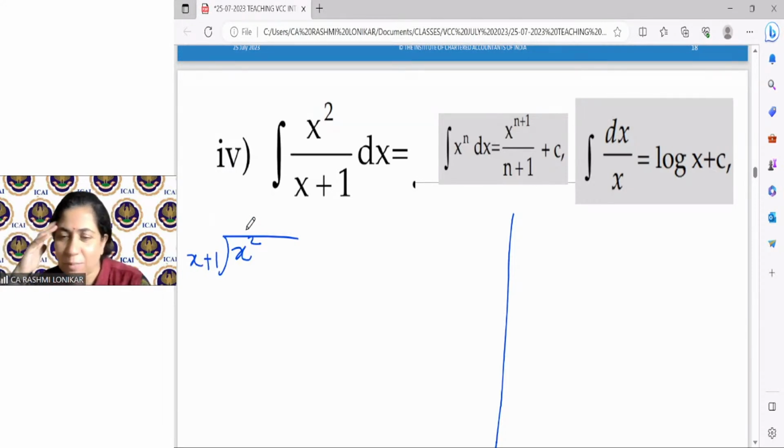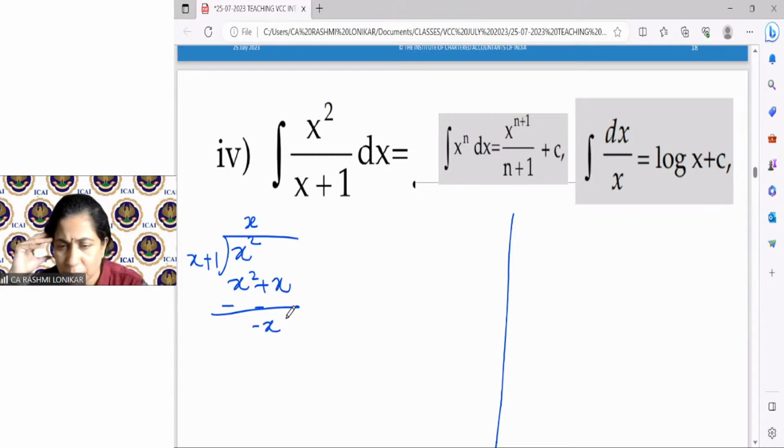Here I can do this when the power of the numerator is more than the denominator. So x plus 1 is dividing what? X square. So x into x. X into x is x square plus x. Okay, x into 1 is this. Now if I subtract this, minus minus, it becomes minus x.